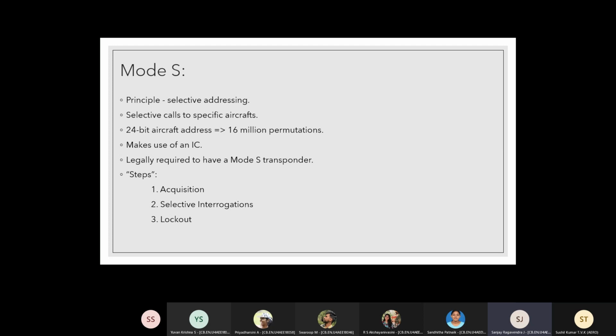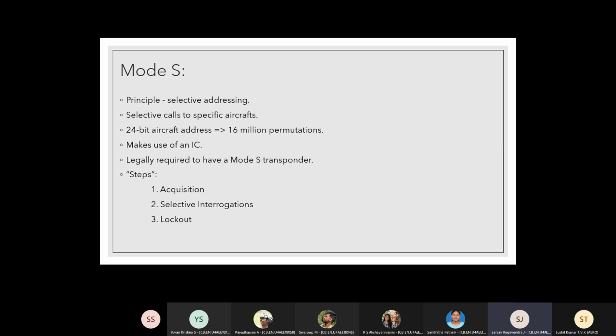Mode S works on the principle of selective addressing and selective calls to specific aircraft. This is done by using the aircraft's address. The aircraft's address is a 24-bit data word. Since it is 24 bits, that implies there are 16 million permutations. It's actually closer to 17 million, 16,777,216 to be precise.